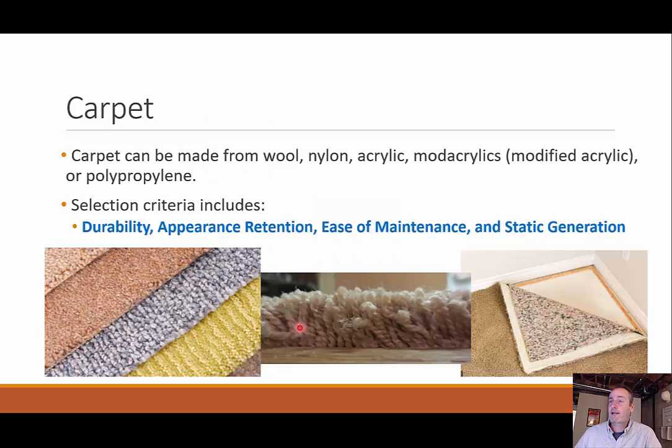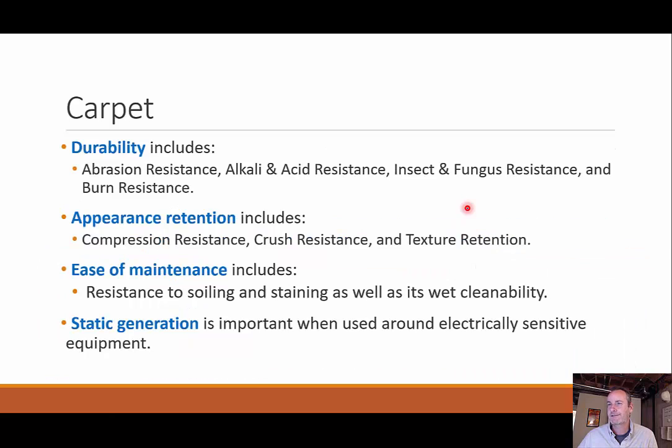So moving over to carpet. Carpet can be made from either wool, nylon, acrylic, or a modified acrylic, which is a modacrylic, or polypropylene. What do we care about with carpets? We're looking at the durability of the carpet, the appearance retention. Is it going to fade over time? The ease of maintenance and stain and static generation. Ease of maintenance would be stain. Static generation, if you're a kid like I was and you would rub your feet against the carpet to get that static electricity and go shock my sister. We did not have a static free carpet for sure.